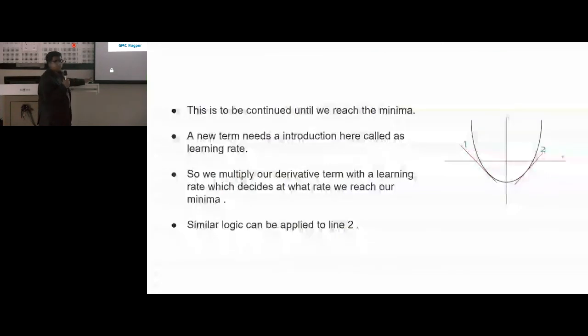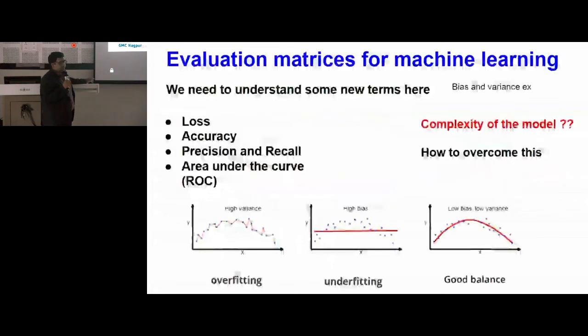So the gradient descent continues until you reach the minima based on your learning rate. Again a new term: how fast you are reaching the minima is called the learning rate. So you just need to understand these two terms, gradient descent and minima, and the third term is learning rate. You need to define these three things. Based on the learning rate, how fast you converge to the minima depends on that. This is your hyperparameter.